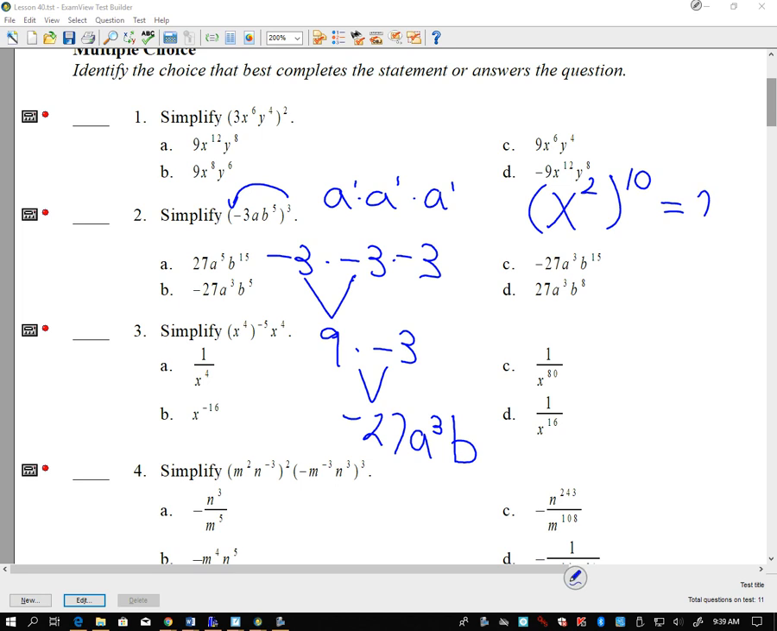So if you knew we're going to multiply 2 times 10 there, why did we take 5 to the 3rd and get 125 there? It's the same thing. We're doing the exact same thing. Okay, what should it be? B to the 15th. Okay, so I should get 27a cubed b to the 15th.